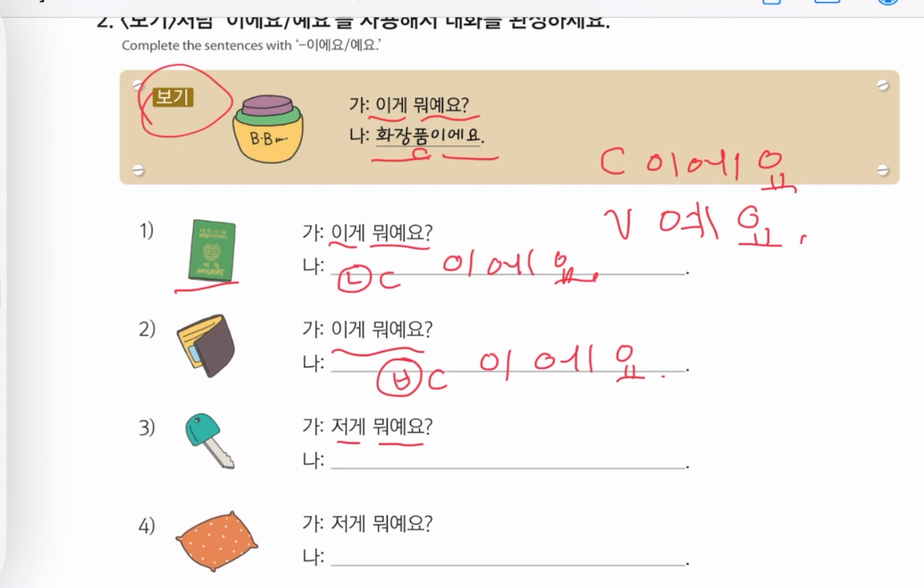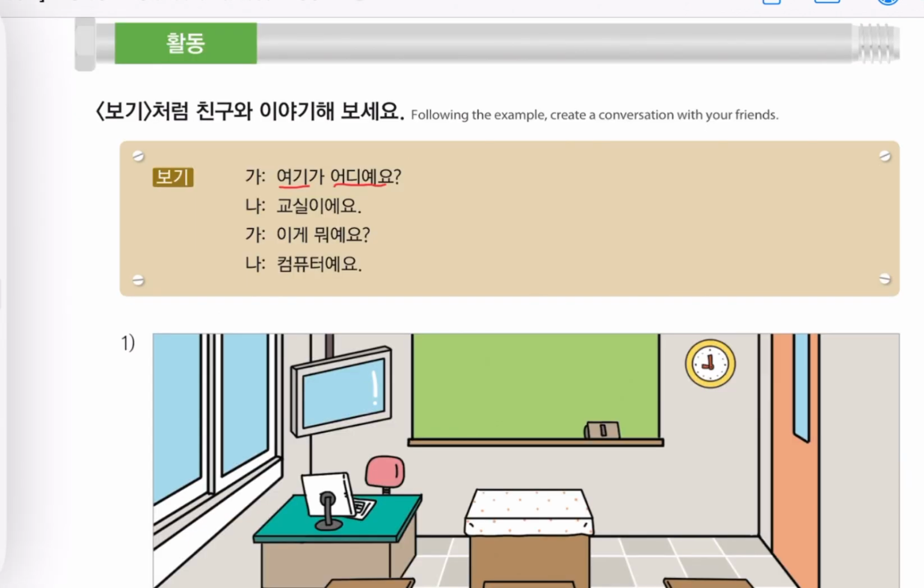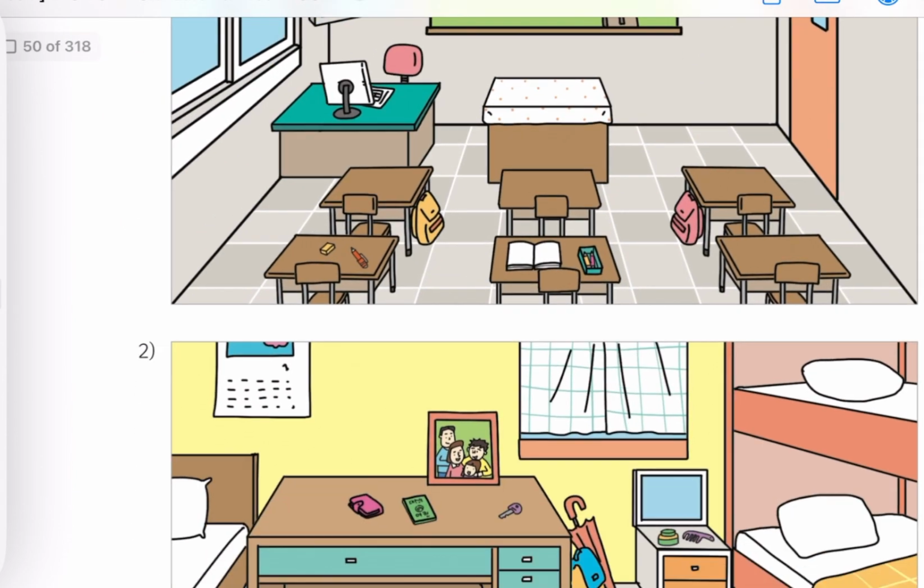Choge moyo, what is that thing? You'll say the last letter is a double vowel, so we add only yeyo. Ige moyo, what is this thing? This is pege. The last letter is a vowel, so we add only yeyo. Pege yeyo. Yogiga odiyeyo, where is this place? Kyoshil yeyo, this is a classroom. Ige moyo, what is this? Computer yeyo, this is a computer.